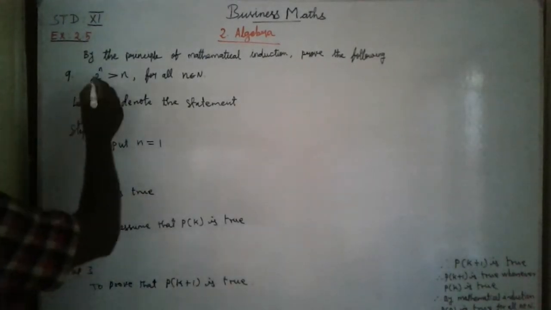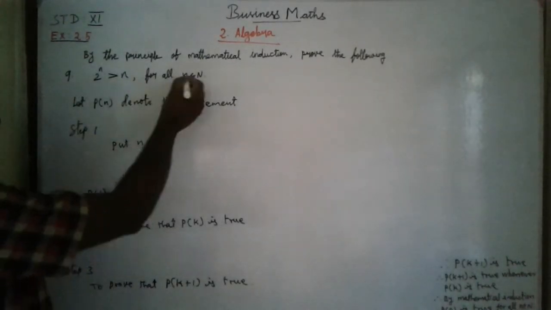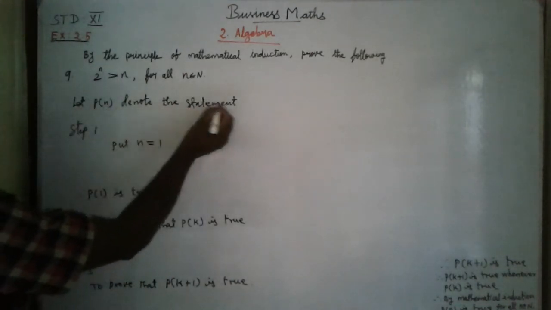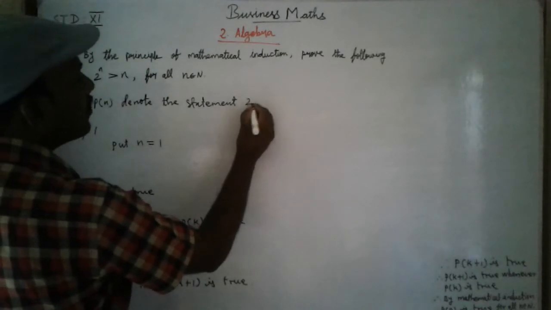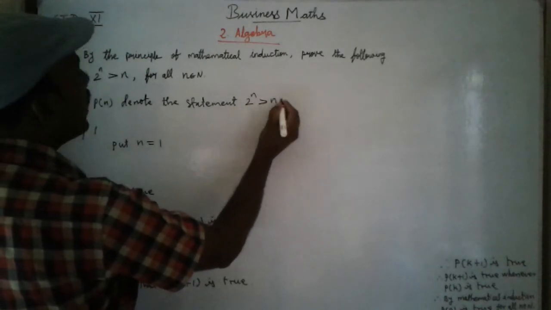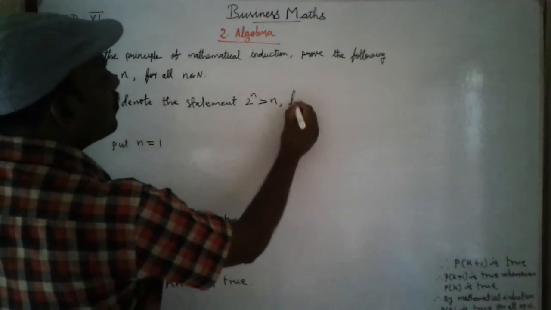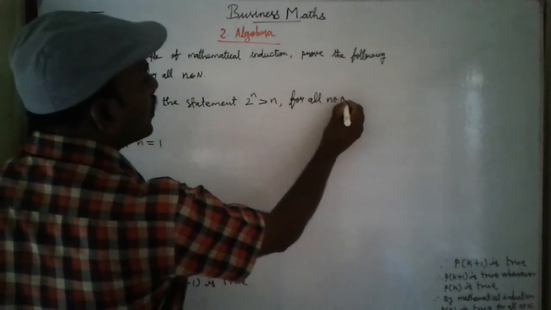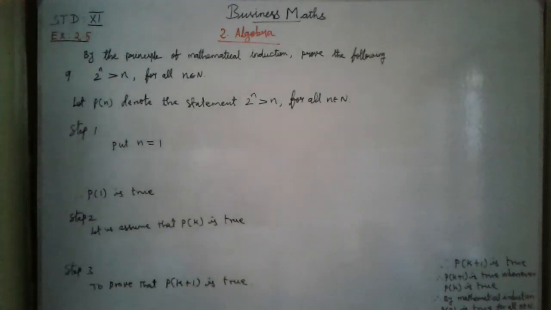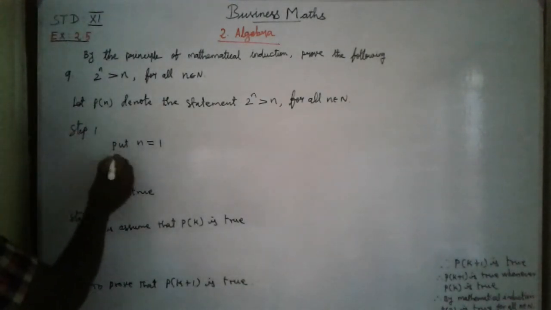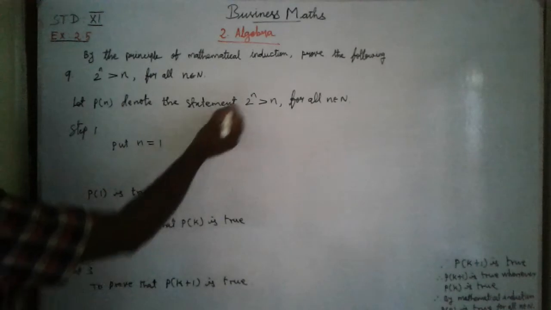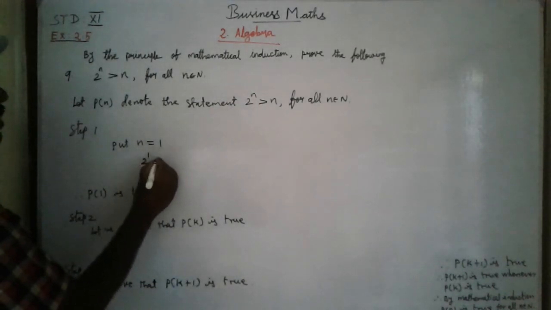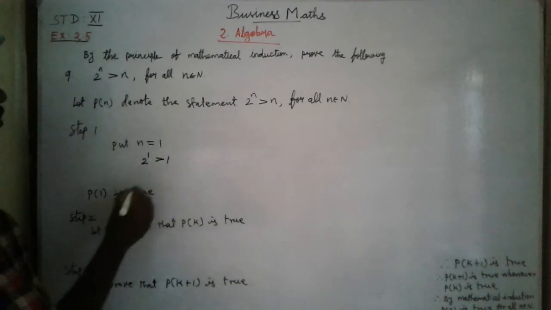Ninth sum, 2 power n greater than n for all n belongs to N. Let p of n denote the statement 2 power n greater than n for all n belongs to N. Step 1, put n equal to 1. N equal to 1, we should substitute: 2 power 1 greater than 1.